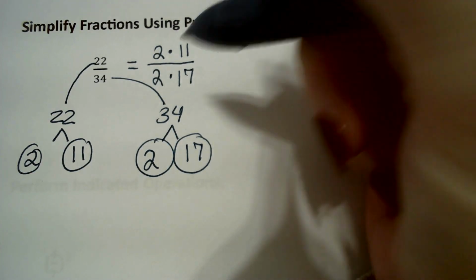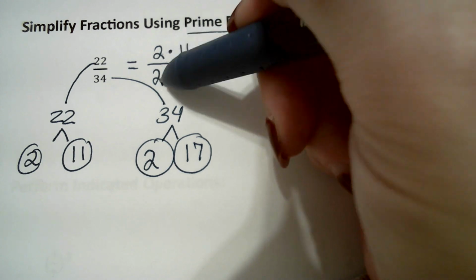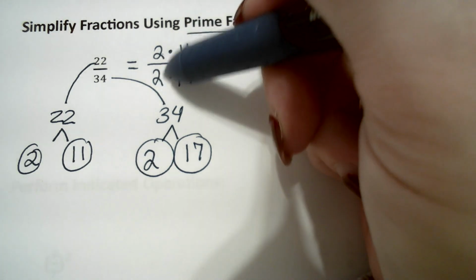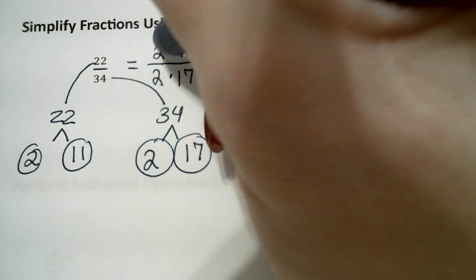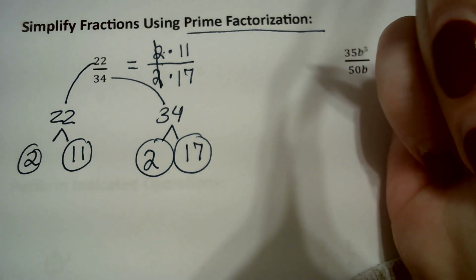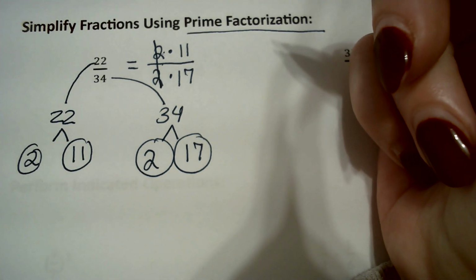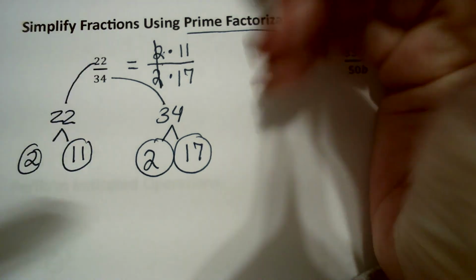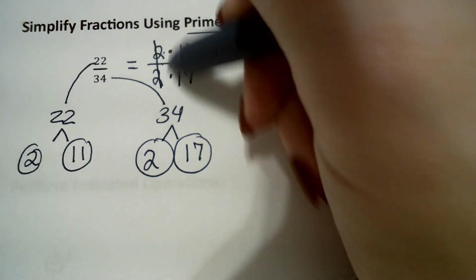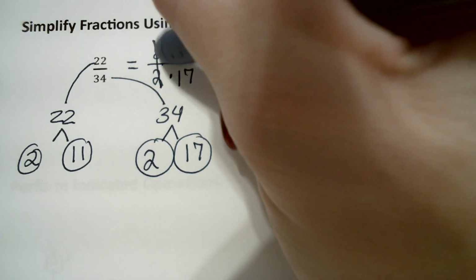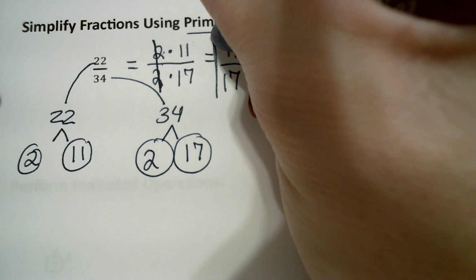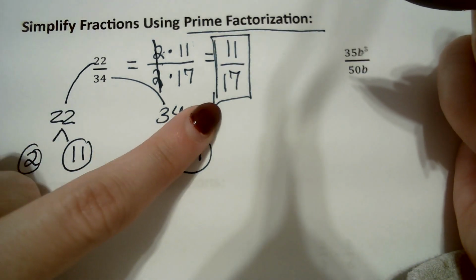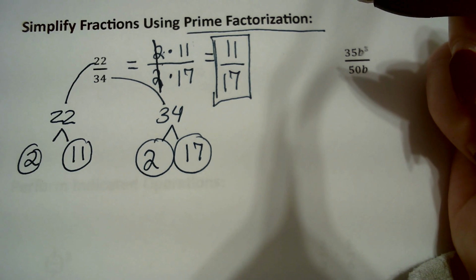Now we have to simplify, so we're going to look for factors that appear on the top and the bottom, basically twins, that can cancel out, because remember, fractions are division, and 2 divided by 2 is 1. So we can cancel those out, basically pulling them out of our original numbers, leaving us with our simplified factors. So the 2's cancel out, 11 and 17 don't cancel out, but there's nothing left besides that. So our final answer is 11 over 17, and that is our simplified version of 22 over 34.